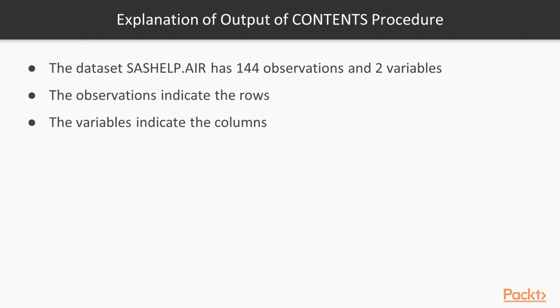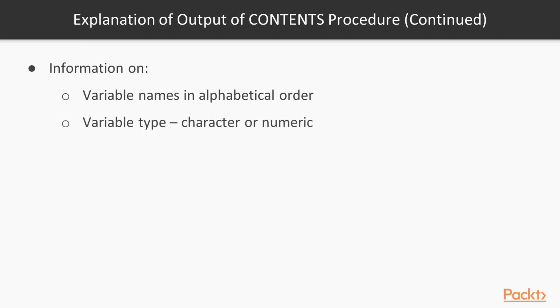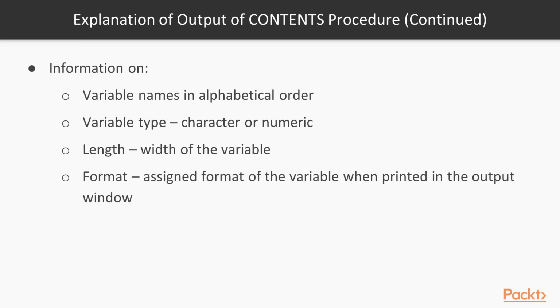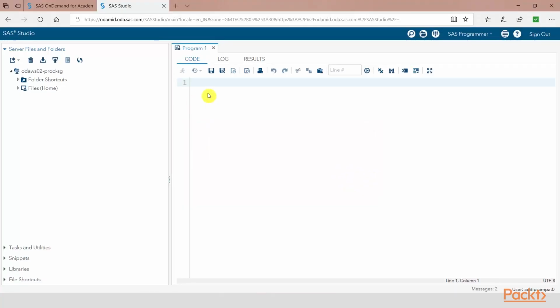Secondly, it mentions the date of creation or modification, as the case may be, of the file. It also gives information on the file size and the observation length. Lastly, the file mentions variable names in alphabetical order, variable type, which could be character or numeric, length and width of the variable, and the variable format, which is the assigned variable name when the output gets printed. So let us run the contents procedure in SAS.